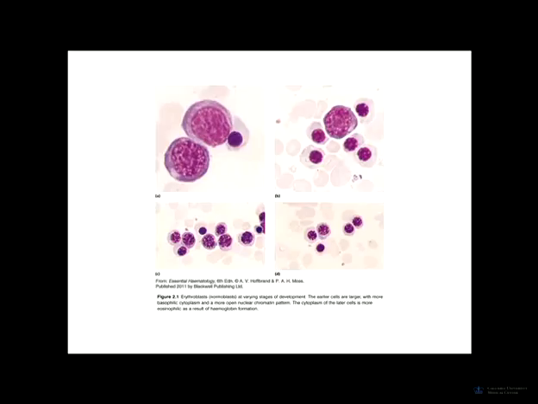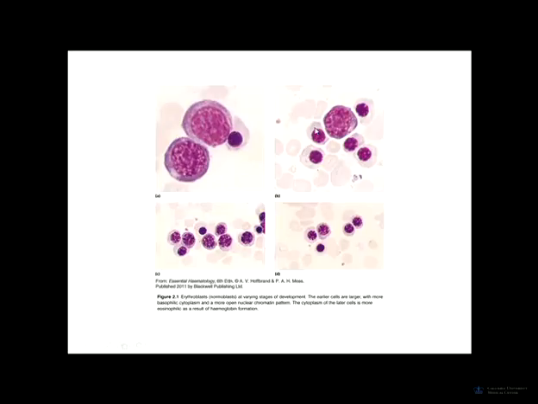These are the red blood cell precursors in the bone marrow. This is from the textbook, which I didn't recommend to you. These are just the different stages of erythroid maturation in the bone marrow, and this is just for your listening pleasure, not so much for you to be tested on.